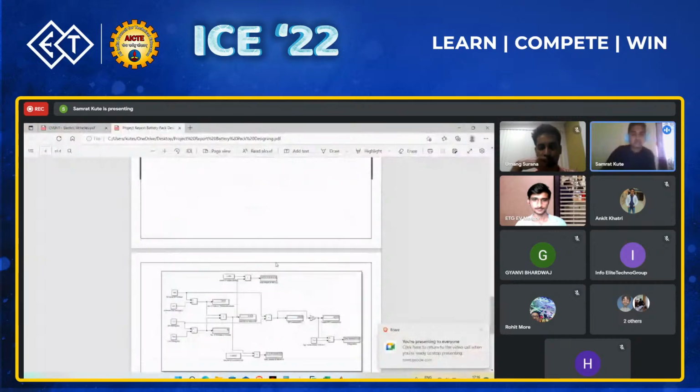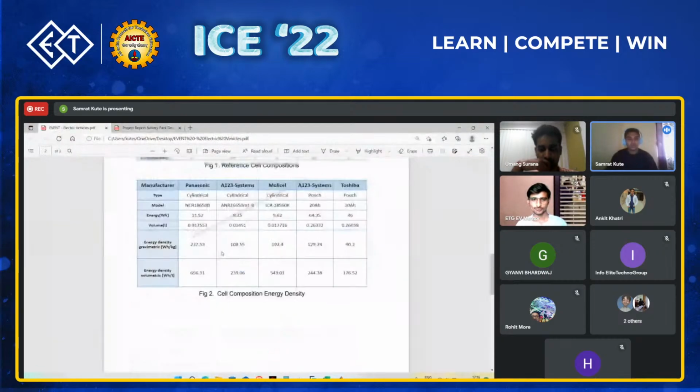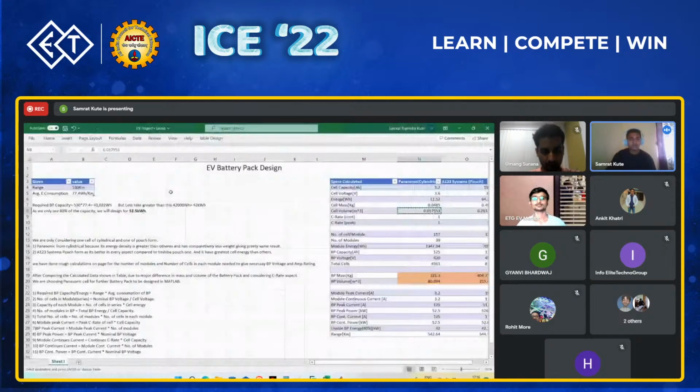So this was the problem statement given by you, developing the battery pack. The requirement was to make the battery pack for a range of 530 kilometers with an average power consumption of 77.4 watt hour per kilometer. So that was the problem statement given, and according to it, I have done my calculations here.